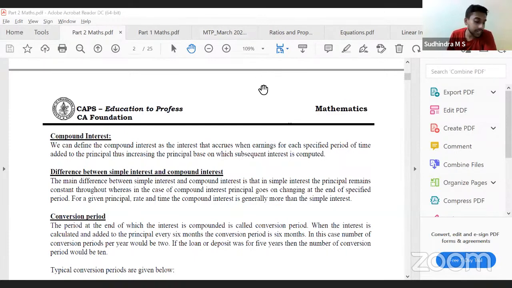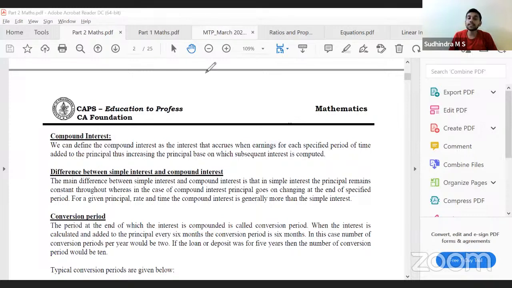Now, while calculating the compound interest, the important concept that we have to focus on is the conversion period. What is this conversion period? Conversion is converting interest back to principal, converting the interest into principal, basically the process of compounding.